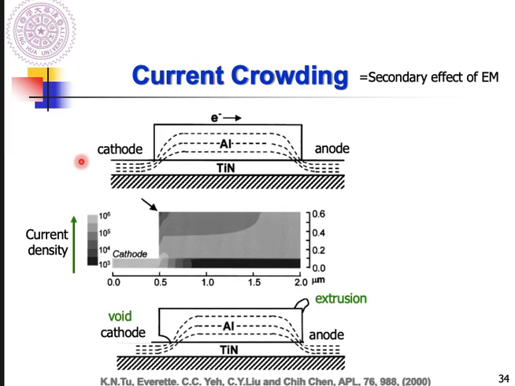Then next would be the secondary effect of the electron migration. People call it the current crowding effect. So what does this mean? What we have here is a substrate. We grow the nitride, titanium nitride, on the top of it, and also have an aluminum line. And when we apply the electrical field, you can observe the electrons passing through the nitride, then going up to the aluminum, then moving forward, then going down to the nitride part.